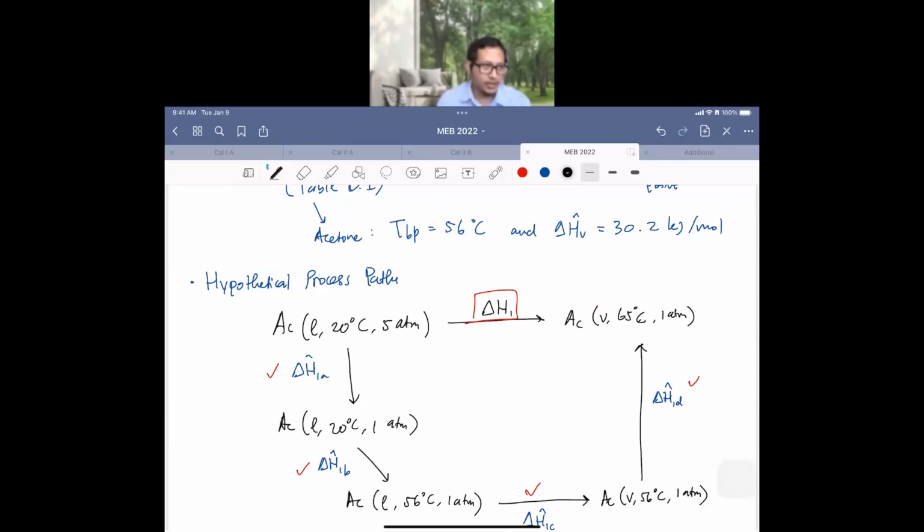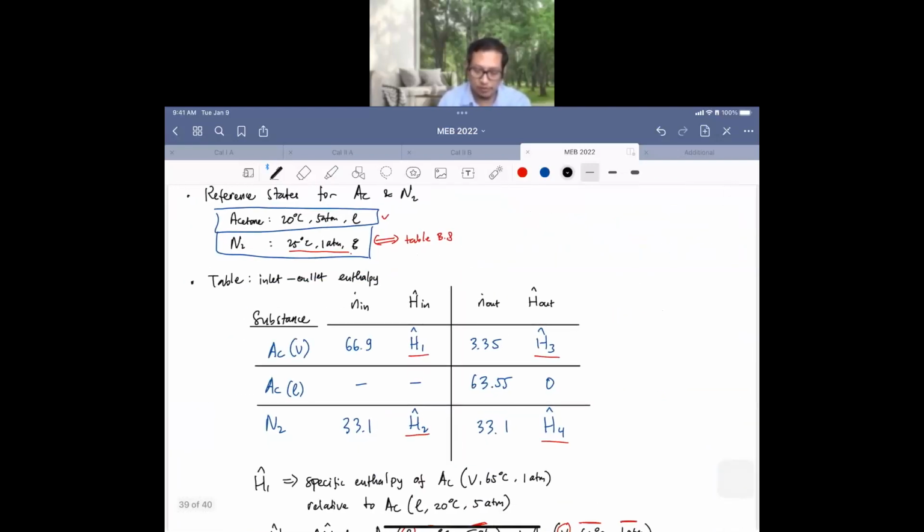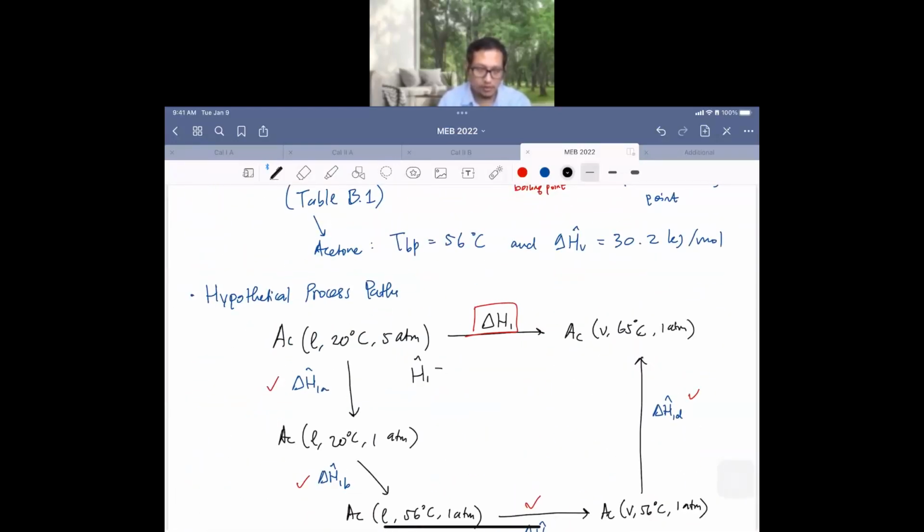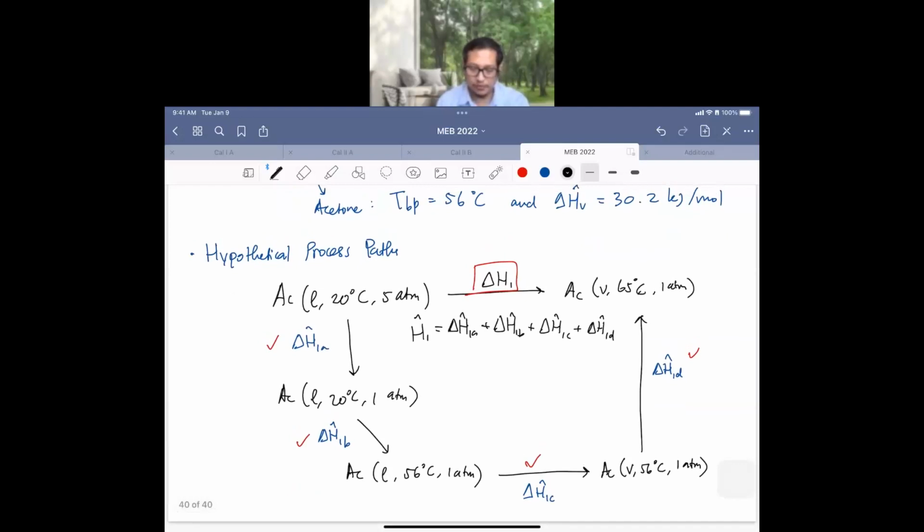We can say that delta H1, or H1, as we are going to focus more on this H1 here, is delta H1A plus delta H1B plus delta H1C plus delta H1D.